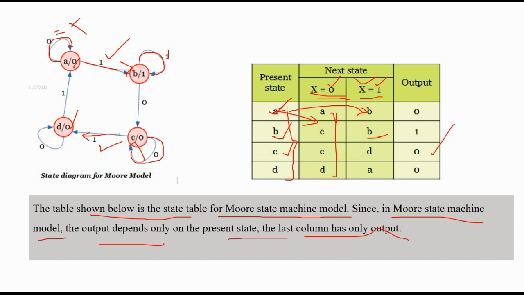Next, this is D to D with input 0 and output 0, and D goes to A with output 0, but the input is 1. This is about building a state table from the state model, the state diagram.